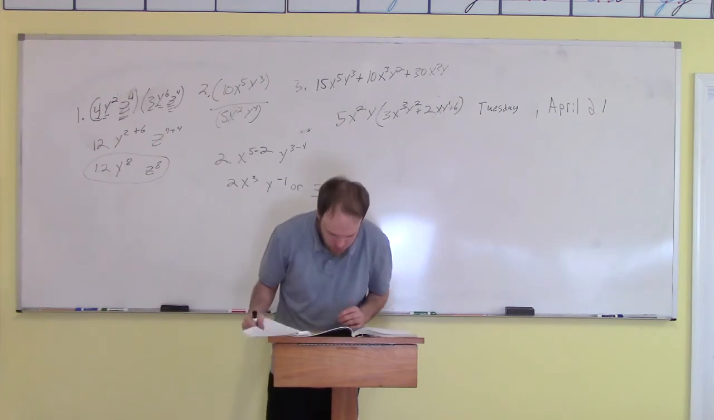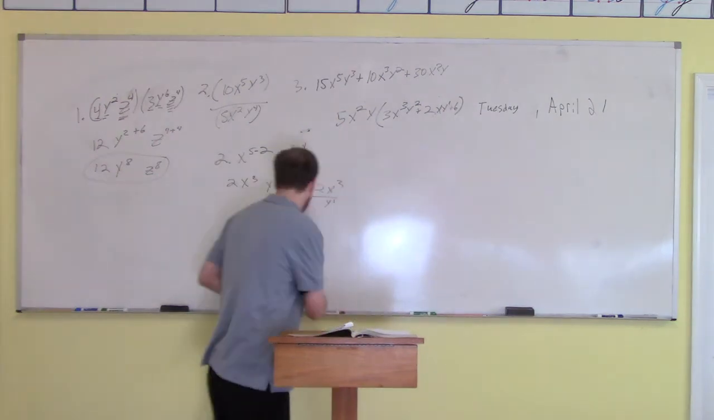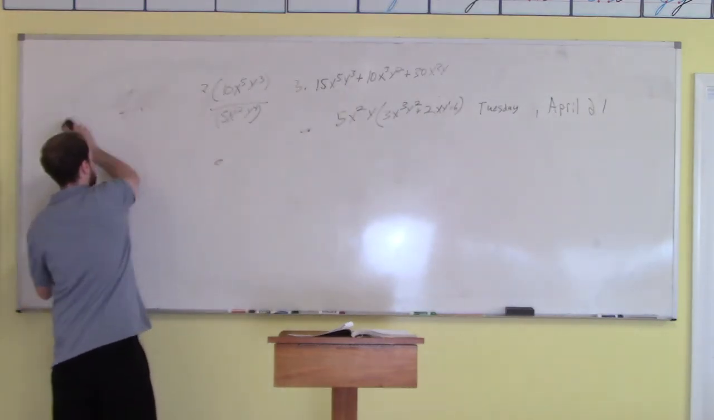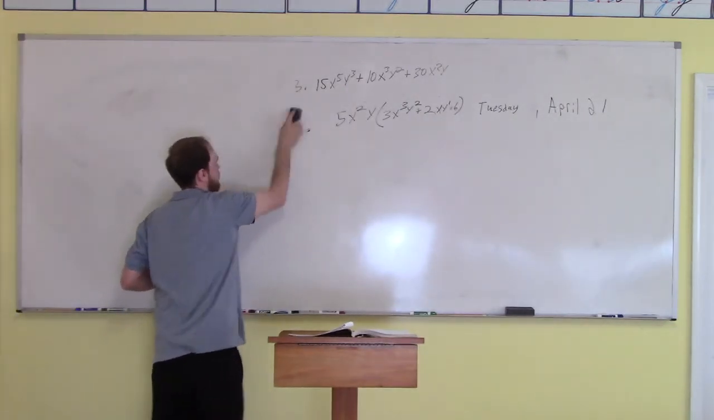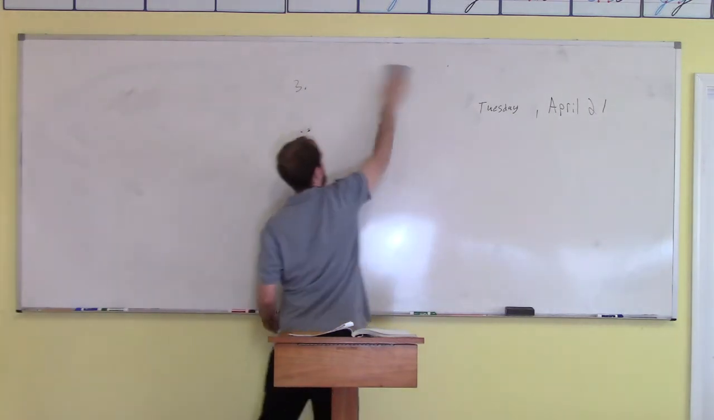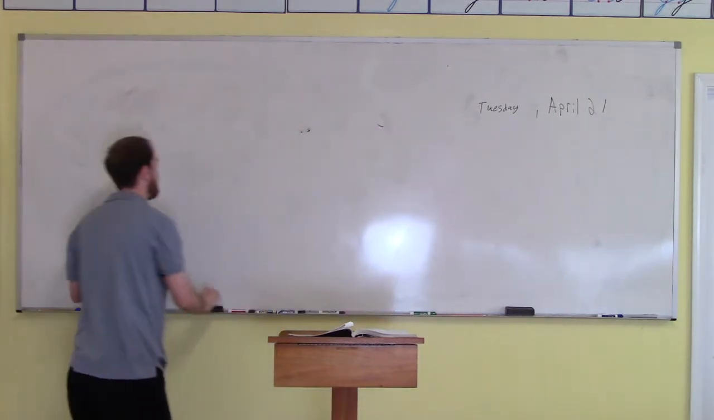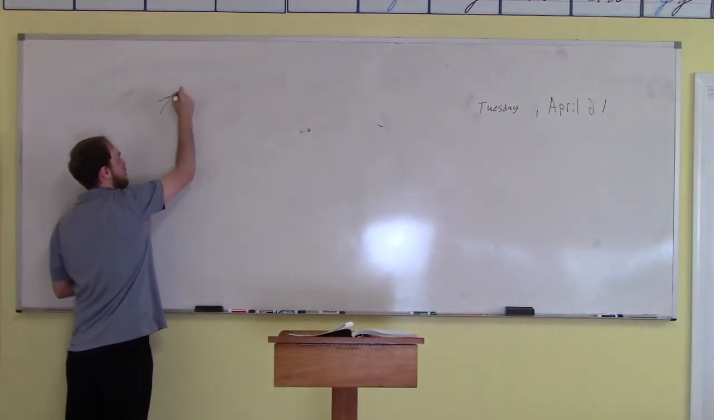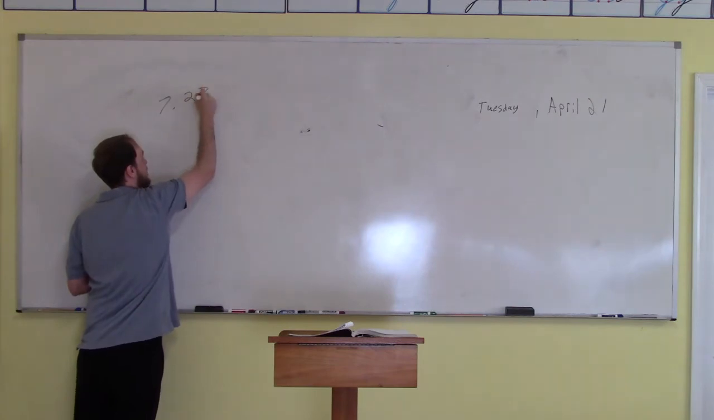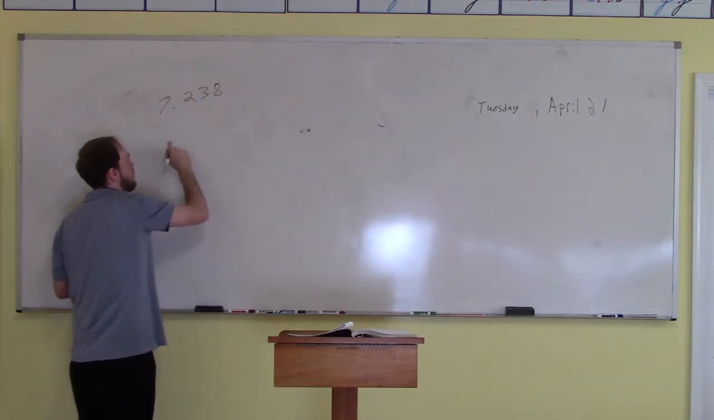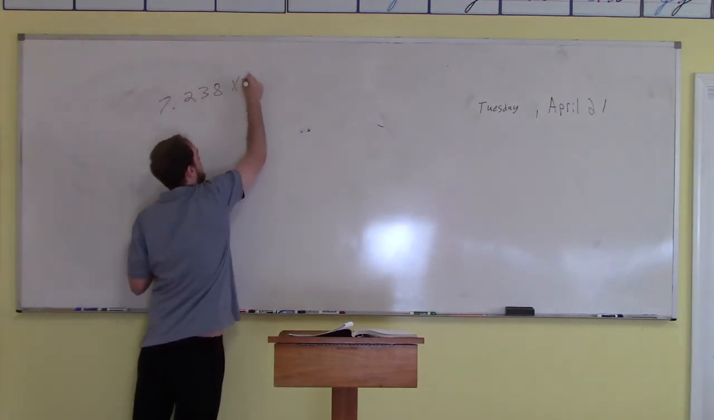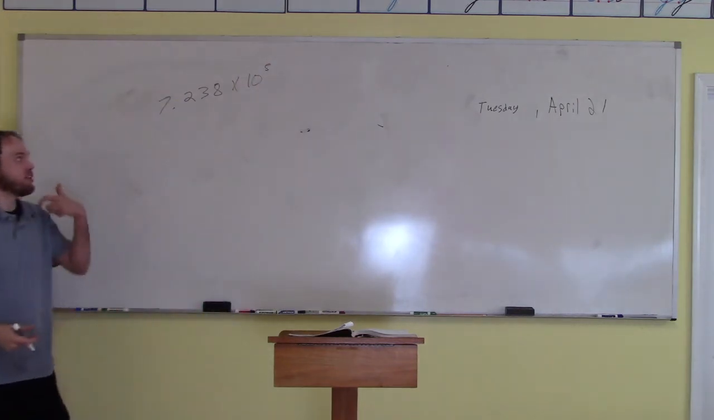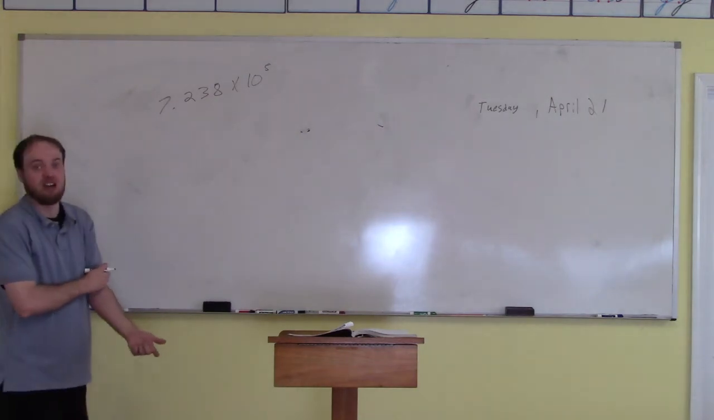Real quickly, we'll do a couple dealing with scientific notation, and then do a couple with radicals, and then that should be enough for y'all to take the test. So scientific notation, if they gave you 7.238 times 10 to the 5th, they want us to convert this from the actual scientific notation to the actual number.